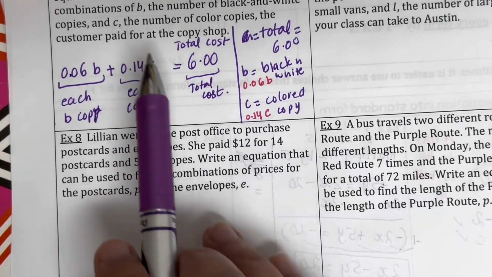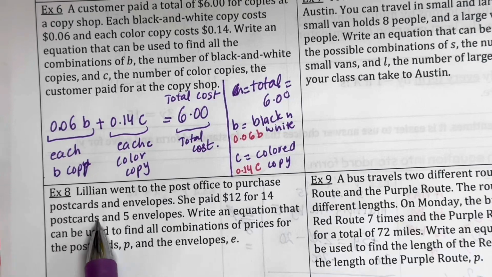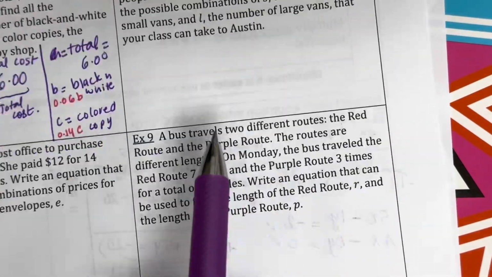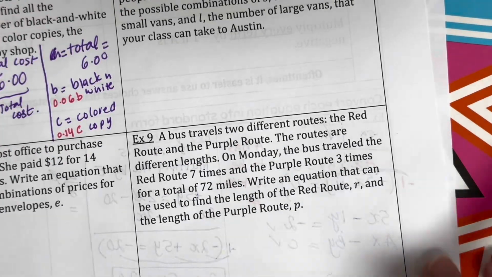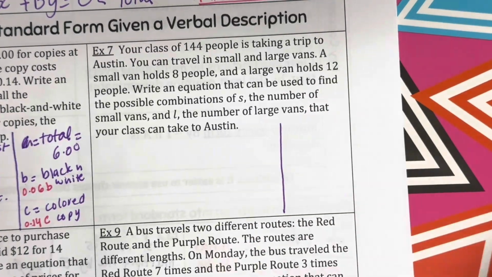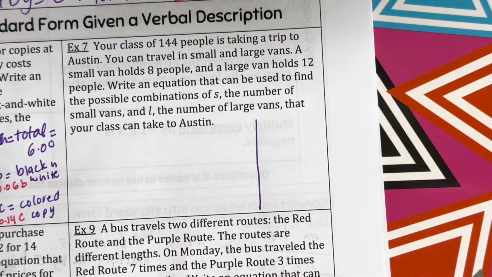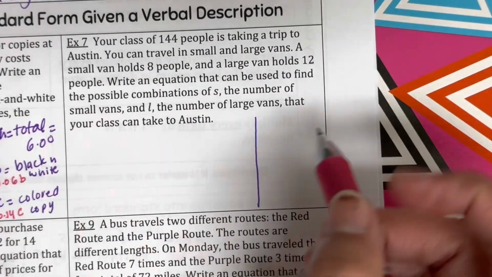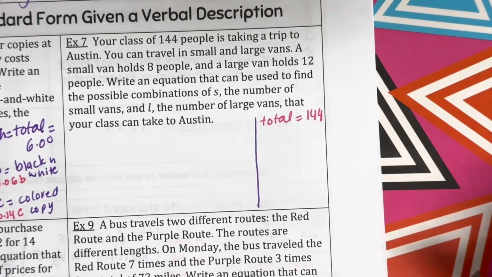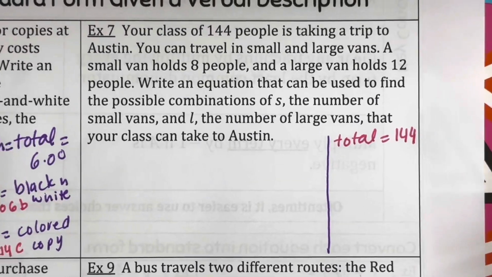Example number 8 is similar to example number 6. So go ahead, pause the video over here and finish example number 8. I am going to help you with example number 7, and 9 is similar to that, so you should not have a problem. Example number 7 says, your class of 144 people is taking a trip to Austin. So my total is 144 because that's how much the class size is. I have 144 kids who are traveling to Austin.